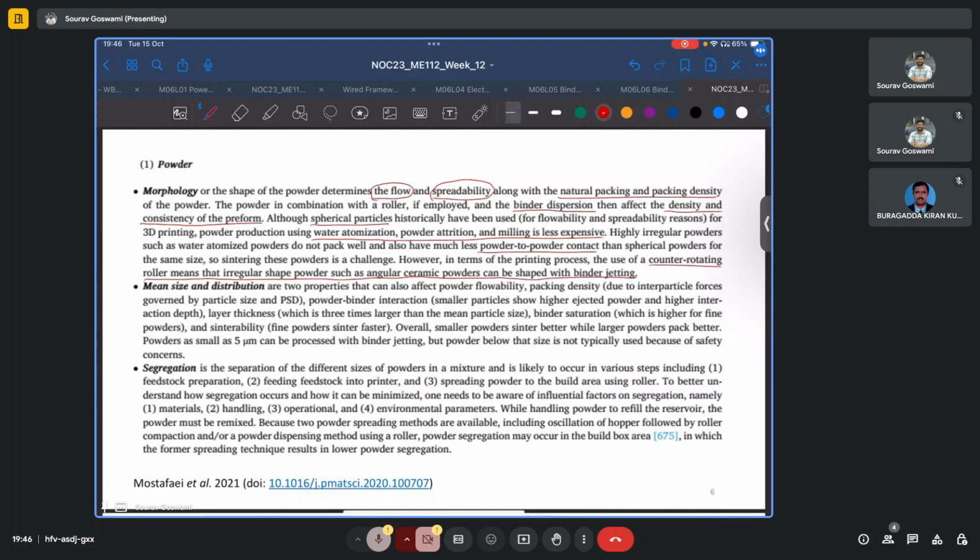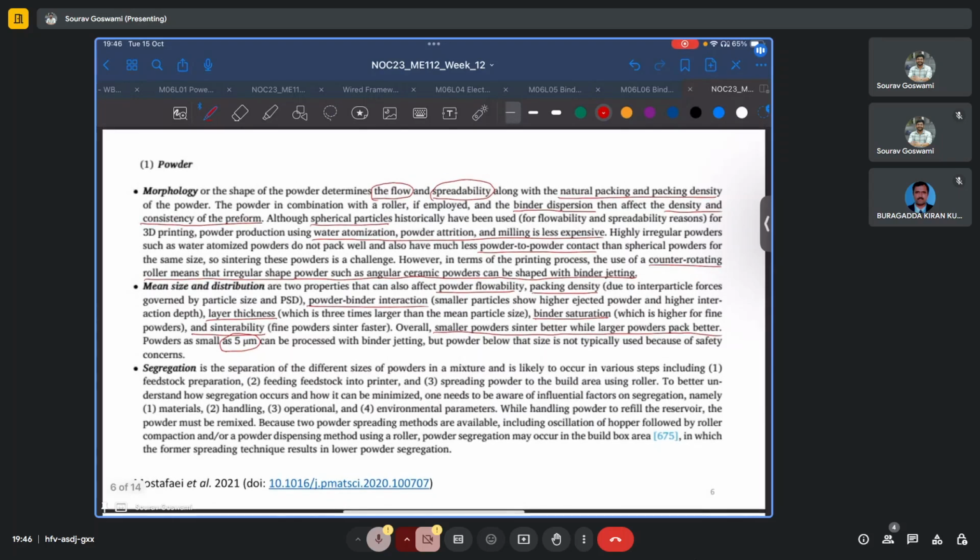Mean size and distribution are two properties that also affect powder flowability, packing density, powder binder interaction, and layer thickness. I'll just highlight these: powder flowability, packing density, powder binder interaction, layer thickness, binder saturation, and centerability. Overall, smaller powders center better while larger powders pack better. There is also a minimum size of powder which can be processed using binder jetting, which is approximately 5 micrometer.